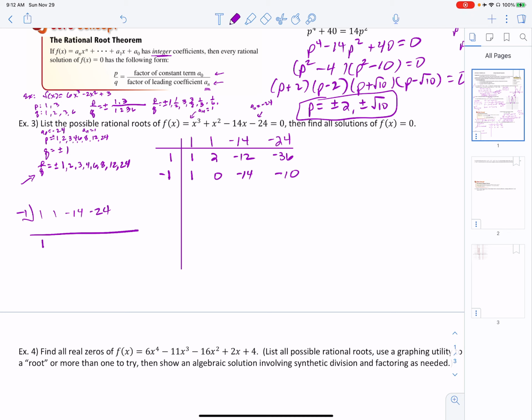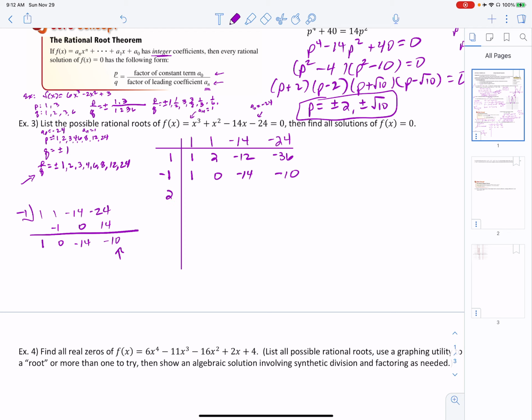So I bring down the 1, multiply, negative 1 gets 0, negative 1 times 0 is 0, bring, add, multiply, and add. So I'm just saving the steps of writing that down. So we're doing kind of a condensed version of synthetic division. Because this is -10, -1 is not a root. So then I move on. So I try number 2.